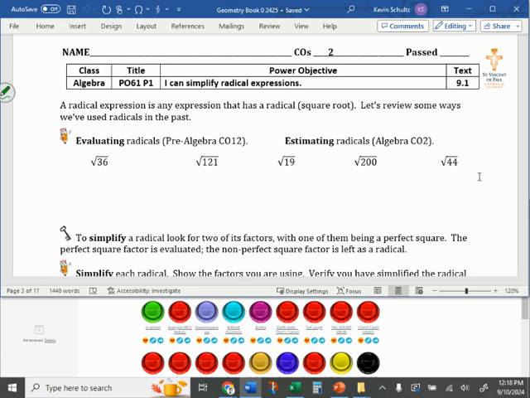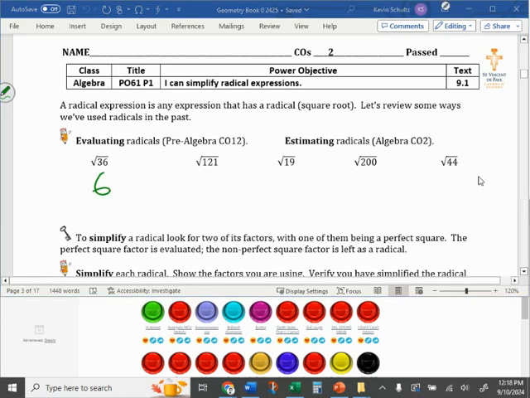Your experience with radicals in the past, back in pre-algebra, in CO12, we evaluated them, which simply means I gave you a perfect square, you told me what that value was. What is the value of the root of 36? It's 6. Because the definition of a root is what times itself equals, in this case, 36. What times itself equals 121? 11. So the root of 121 would be 11. That was your first experience with roots.